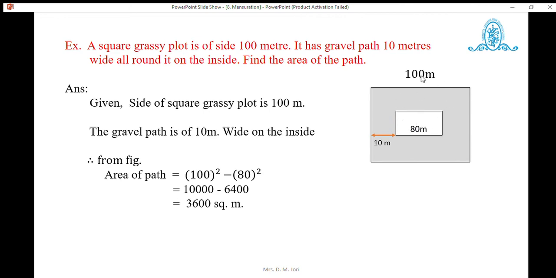Okay, so when you subtract the area of the big square with the small square, you will get the area of the gravel path. So it is 100 square minus 80 square. It will be equal to 3600 square meters. So the area of the grassy gravel path is 3600 square meters.